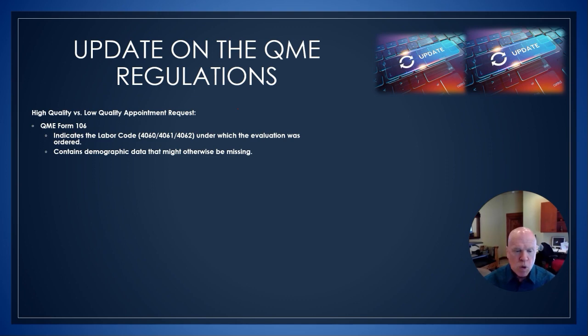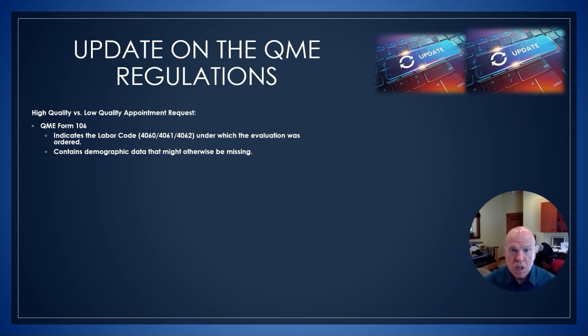So QME Form 106 has tremendous value for you as the scheduling evaluator. It indicates the labor code, whether it be 4060, 4061, or 4062, under which the evaluation is being ordered. And we'll talk about that perhaps in another session, but it's extremely important for you to know which labor code is driving the need for the evaluation, and that's described on this form, QME Form 106.